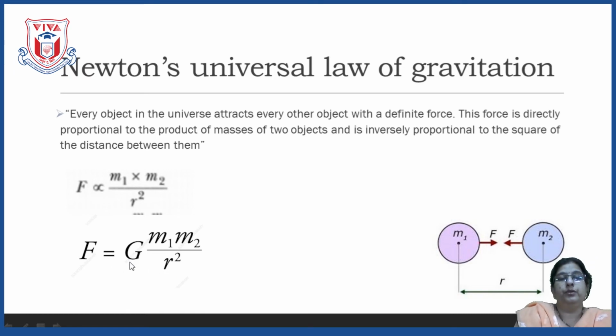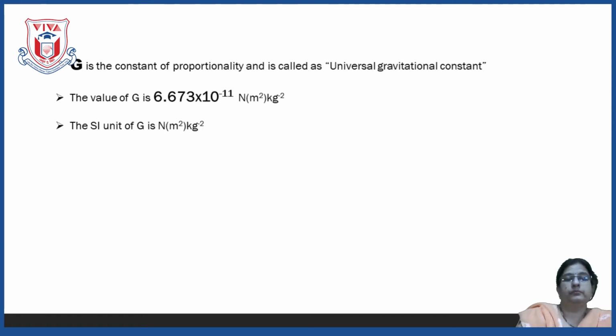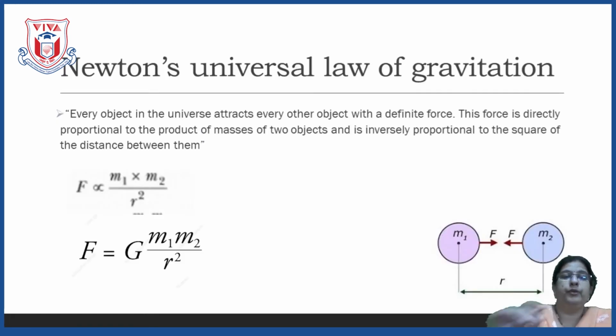Now here, as I told, this G is the universal gravitational constant. Let's see what its unit is and what the value of capital G is. Capital G is the constant of proportionality and is called the universal gravitational constant. The SI unit of G, that is the universal gravitational constant, is Newton meter square kg raised to minus 2. Now, how has this unit come? For that, let's see the formula.